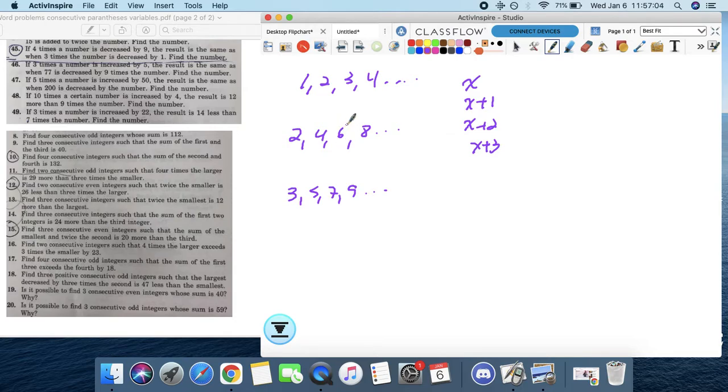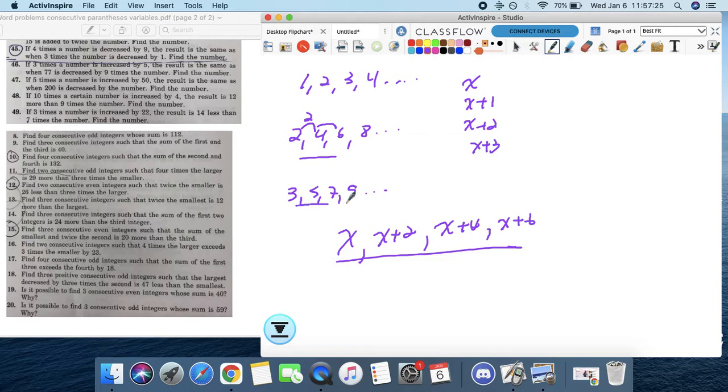Now, when they're even or odd, if the first one is x, the following number has to be x plus 2, right? There's a difference of 2 here. And the third one is going to be x, not plus 2, but plus 4. So how did the 2 get to 6? It would be plus 4. And then x plus 6. This works for both evens and odds. So that's pretty important.